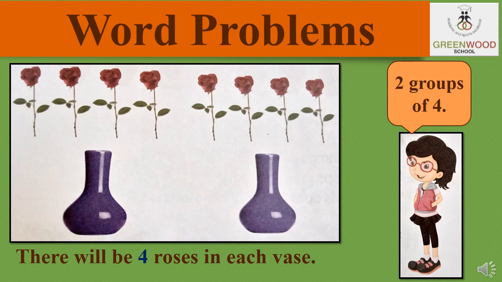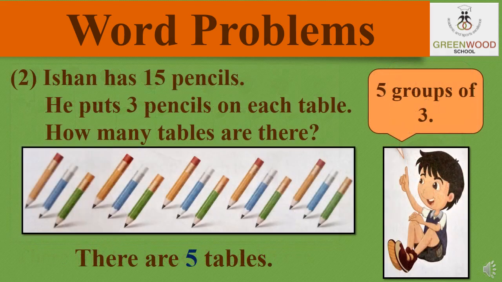Say it with me. 2 ones are 2, 2 twos are 4, 2 threes are 6 and 2 fours are 8. So 8 came when we multiplied 2 with 4. So in each group the 4 roses will go. So there will be 4 roses in each vase.